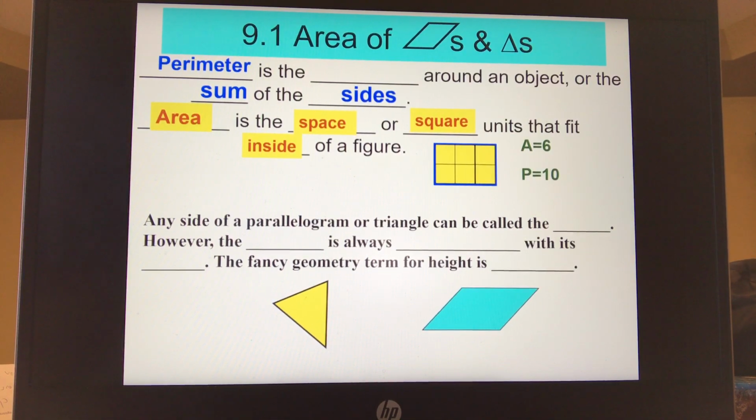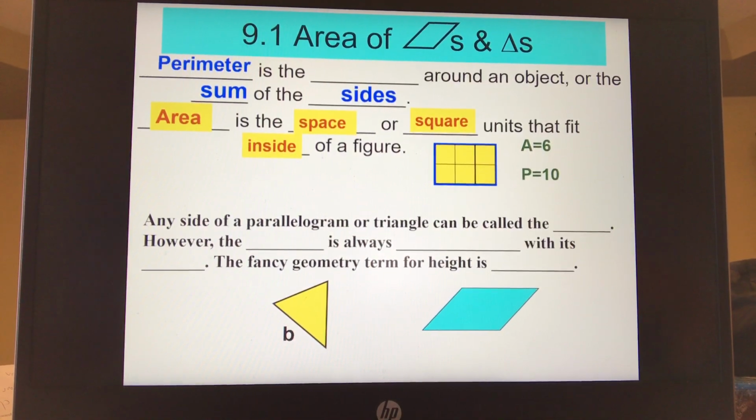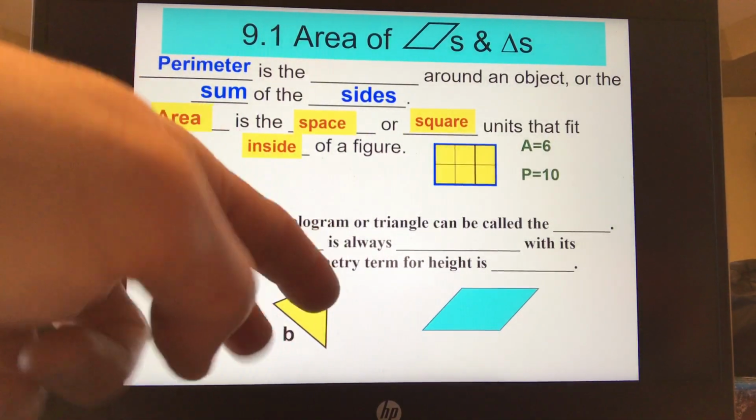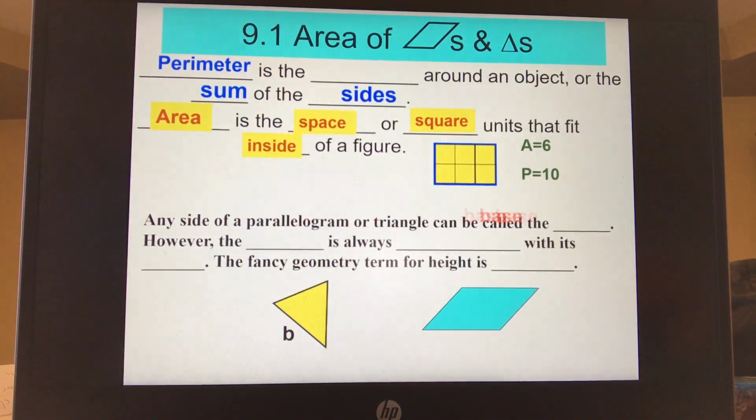Important little mention on here. We're talking about parallelograms or triangles for that matter. You can call any side the base. And I'm going to use little b for the base, like I did in this triangle. I intentionally have this triangle oriented so there's no real bottom. Any one could be the base. The height is the important one.